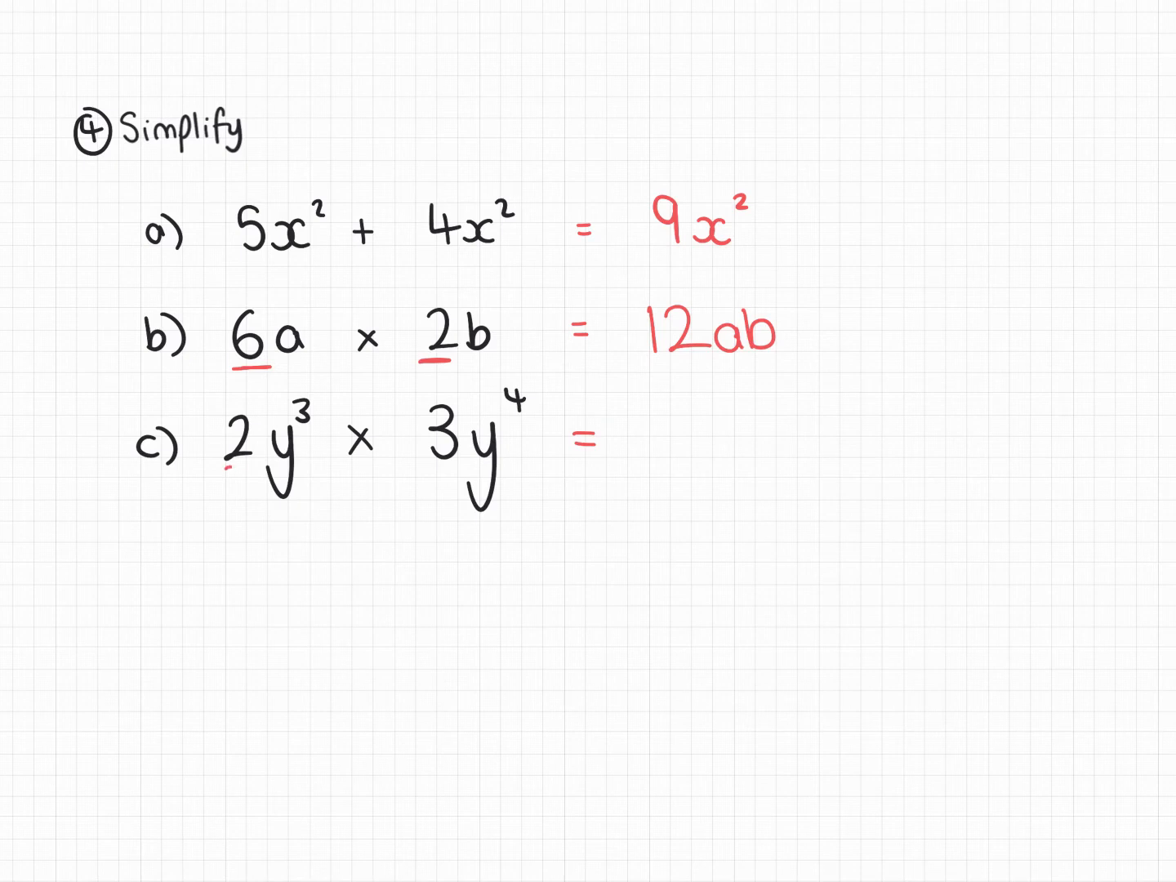And for the last one, I'm going to do 2 times 3, which is 6. y cubed times y to the 4. So remember, when we multiply, we add these little numbers at the top. So that'll be y to the 7.